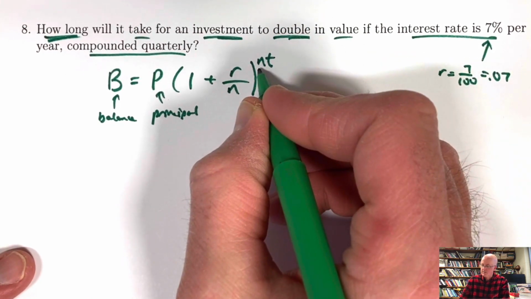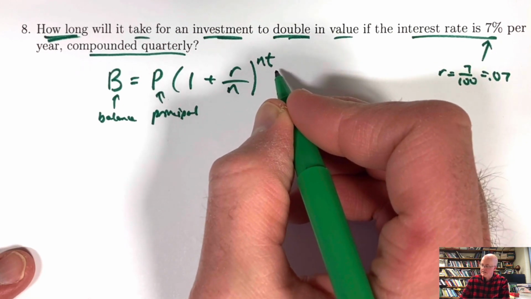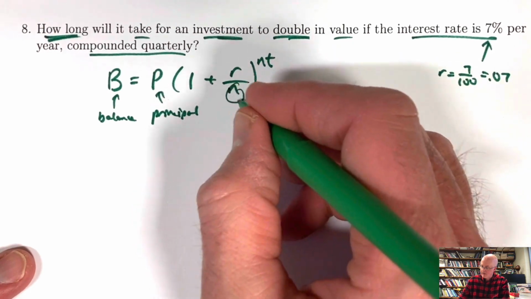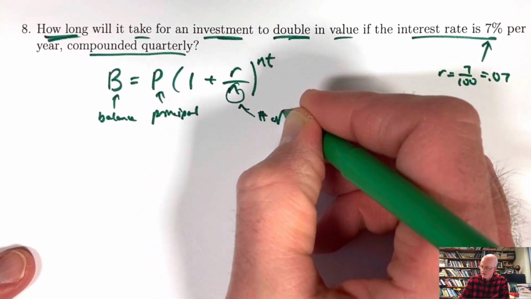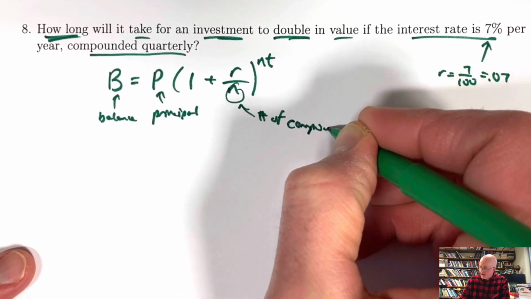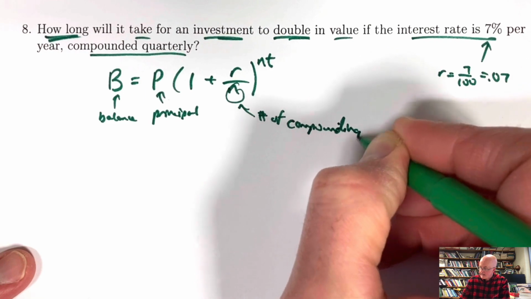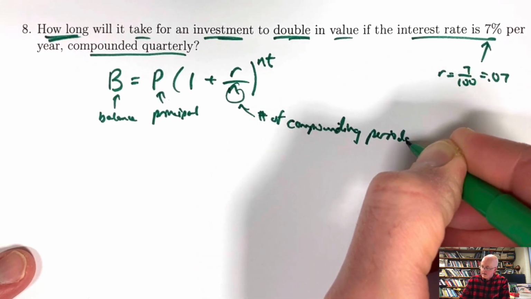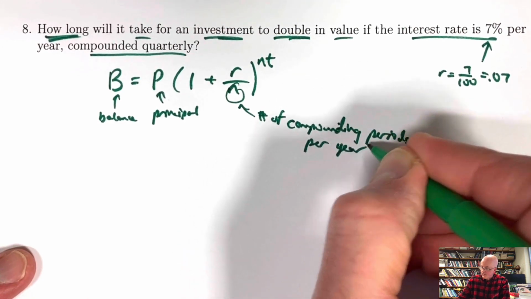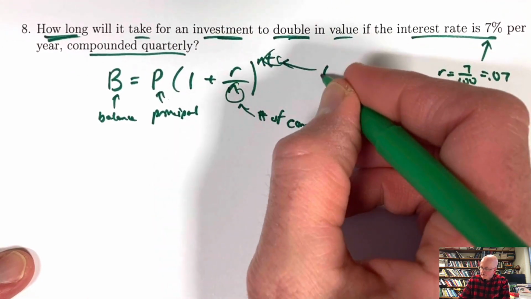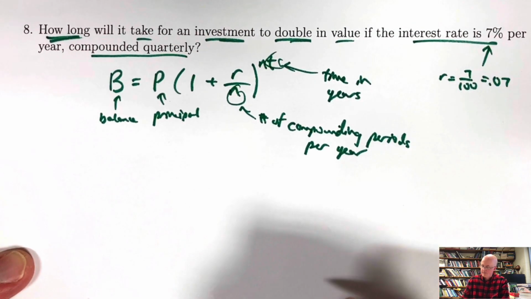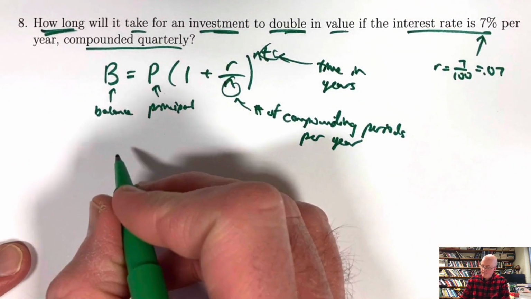The number of compounding periods per year times t, assuming t is in years when the interest rate is per year. So n, again, is the number of compounding periods. Quarterly, n is going to be 4. And t is time in years. This is compounding periods per year. T is time in years. And R, again, is the annual interest rate. All right, that's the formula that we need.